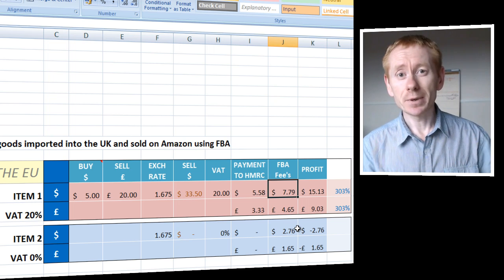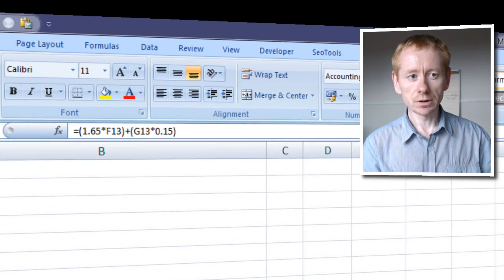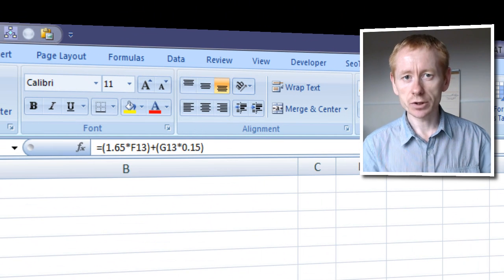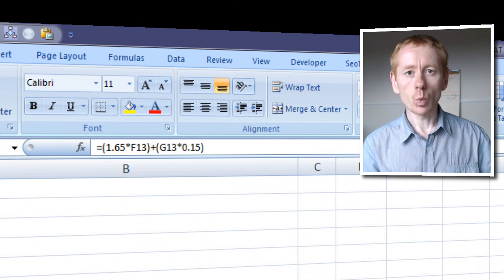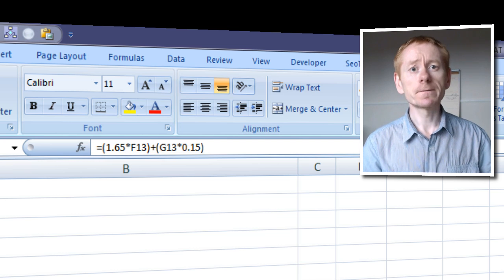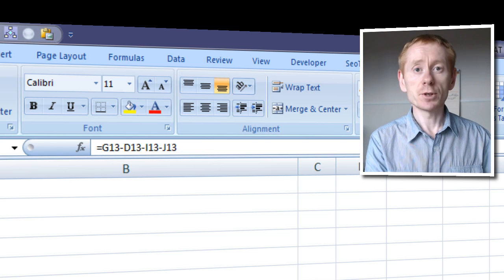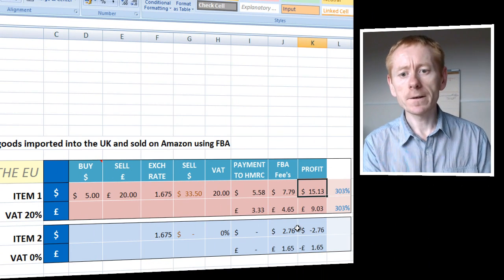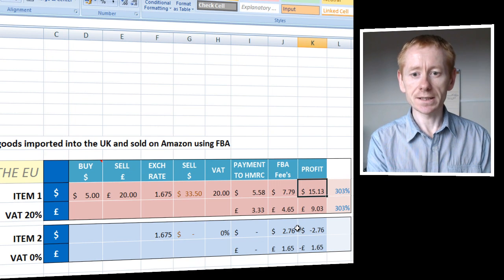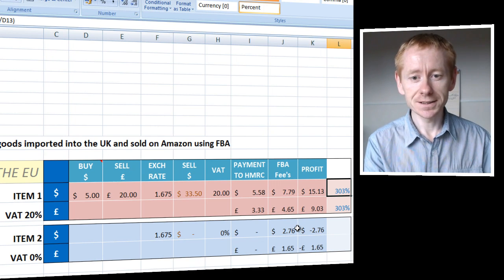I've got here the FBA fees, and a very simple calculation just for this example. I've chosen £1.65, which includes your picking, packaging, your weight fees and things like that, plus 15% for a typical commission rate that Amazon receive. That will leave a profit of $15.13, giving us a 303% profit. That's pretty nice, isn't it?